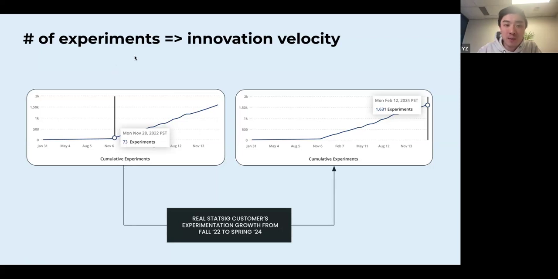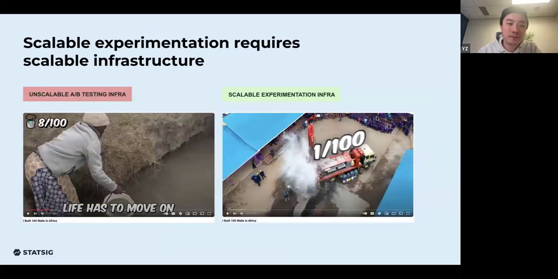And the number of experiments is the speed of our innovation, because more experiments means more explorations, more tryings, more iterations. So this number really represents how many product iterations you are trying in your company. So to do scalable experimentation, we need scalable infrastructure.